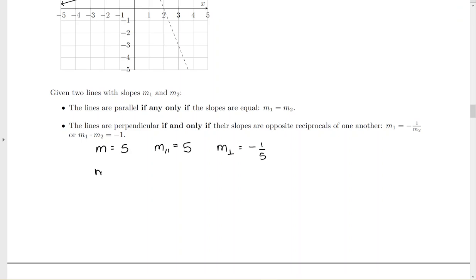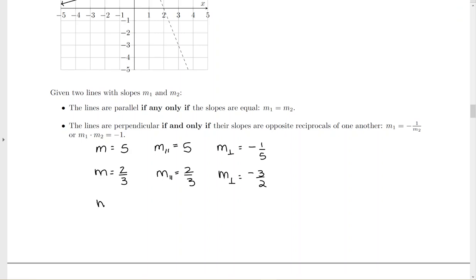If I have a slope of 2/3 for my original line, the slope of a line parallel to that is also going to be the same, 2/3. But the slope of a line perpendicular to that is going to be the opposite sign of what I start with, and then the reciprocal, or flip it.